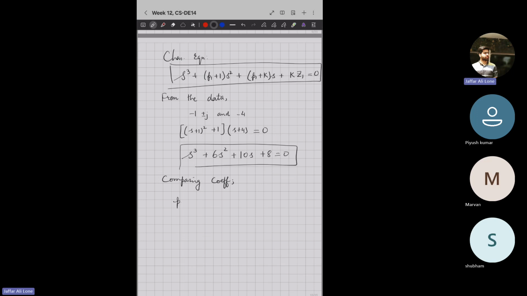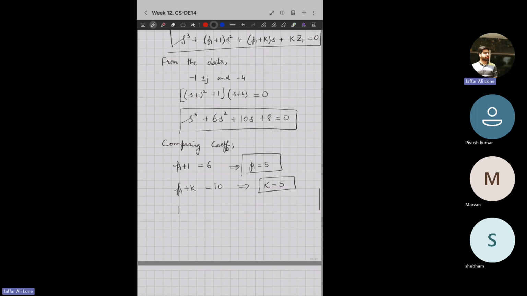So P1 plus 1 is equal to 6. It implies my P1 is 5. P1 plus K is equal to 10. It implies my K is 10 minus 5, which is 5. K into Z1 is equal to 8. It implies my Z1 is 8 by 5, which is equal to 1.6.